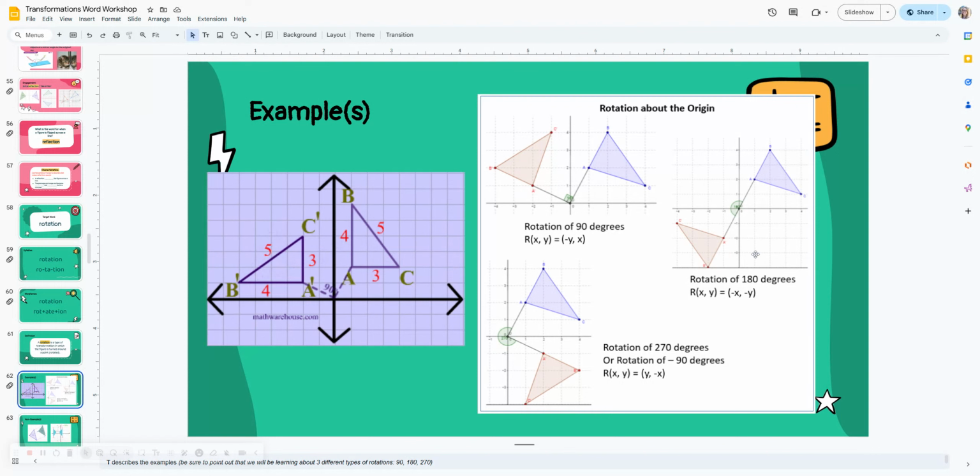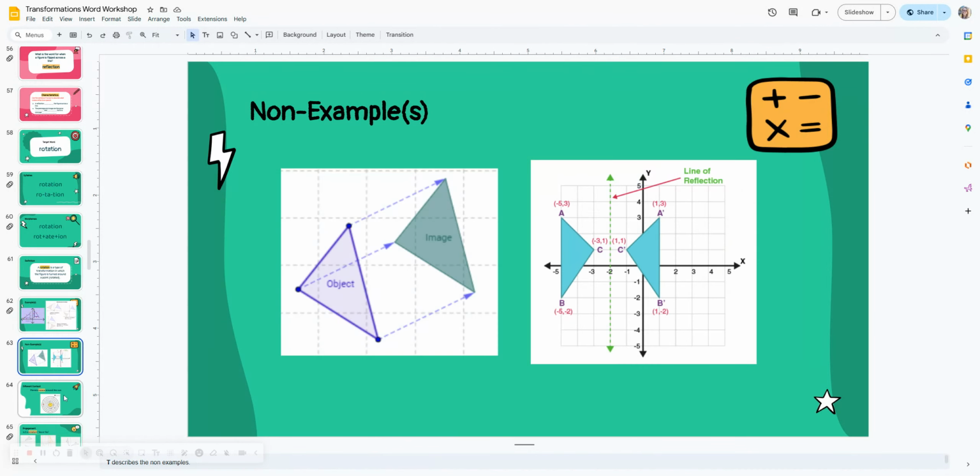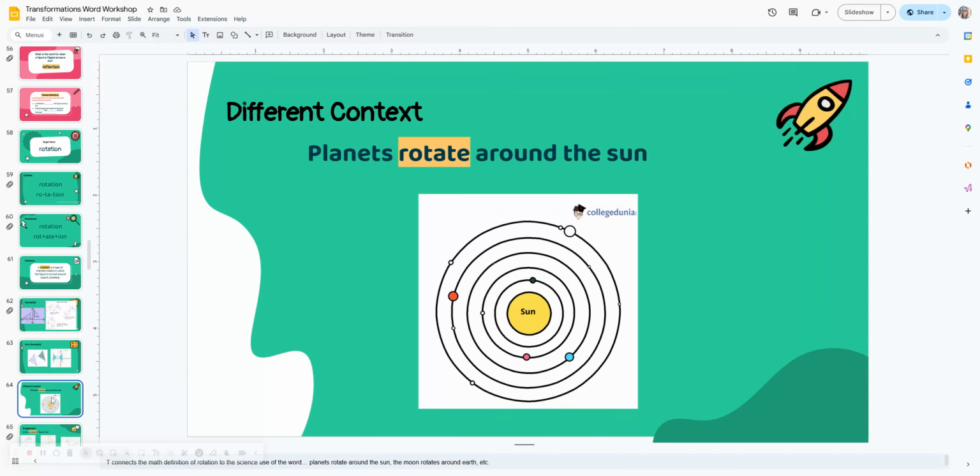So we'll go over this more in the notebook, but you have 3 different types of rotations. 90 degrees is 1 turn, 180 degrees is 2 turns, and then 270 is 3 turns. We don't cover 360, which would be a 4th turn, because that would become an entire circle. We'd be exactly where we started again. I'm not going to go over the non-examples.